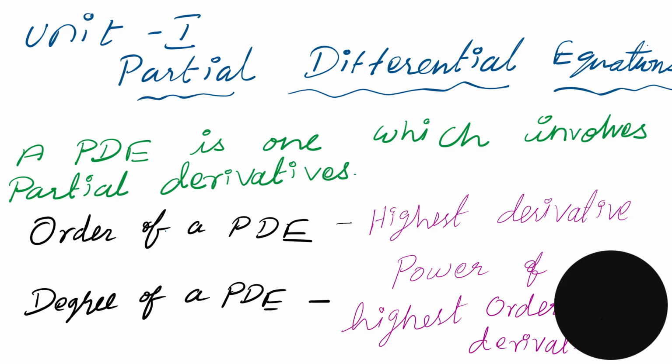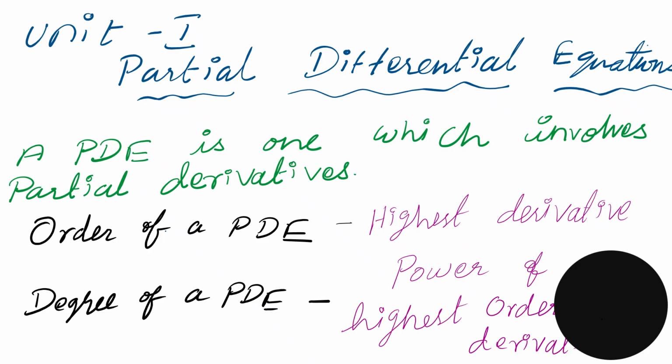First, what is a partial differential equation? Differential equations are classified into two types. One is ODE, ordinary differential equation, and the other is partial differential equation. Partial differential equations have a lot of applications in real life, solving real life problems too. What is a partial differential equation? A partial differential equation is one which involves partial derivatives.